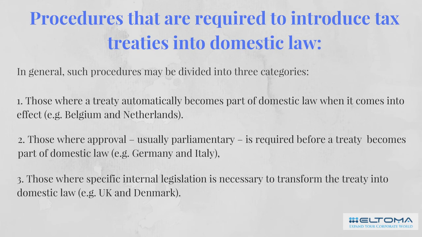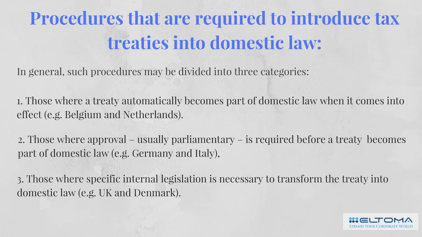So, which procedures are required to introduce tax treaties into domestic law, if we are talking about the cases where tax treaties are not self-executory? In general, such procedures may be divided into three broad categories. Firstly, those where a treaty automatically becomes part of domestic law when it comes into effect. This is the case for Belgium and Netherlands.